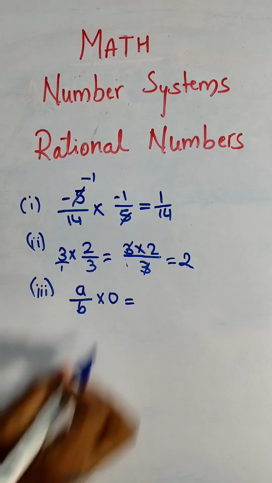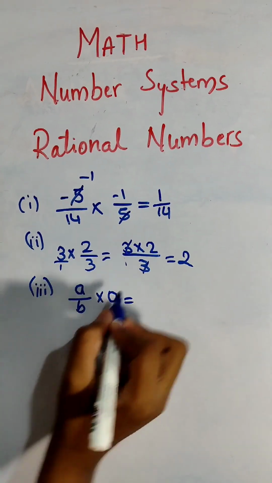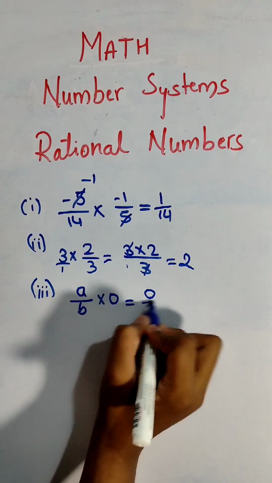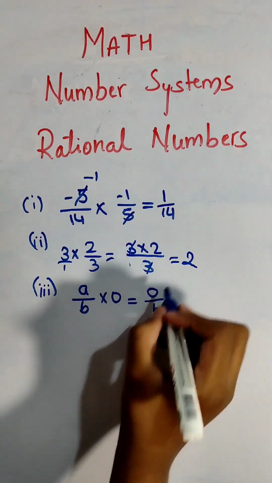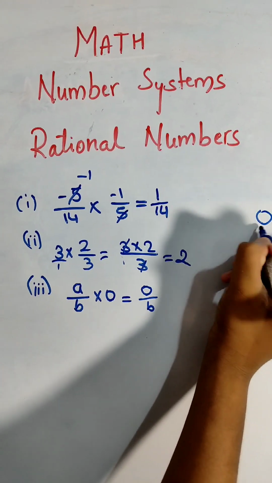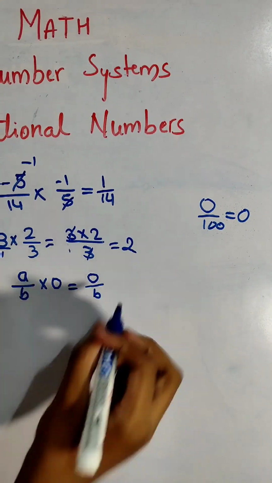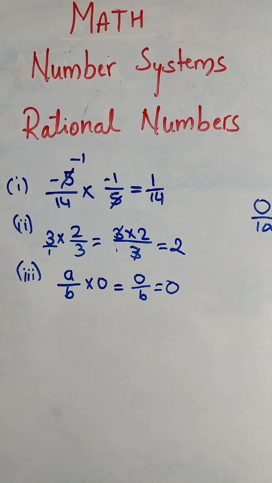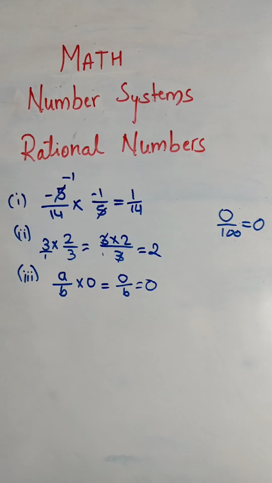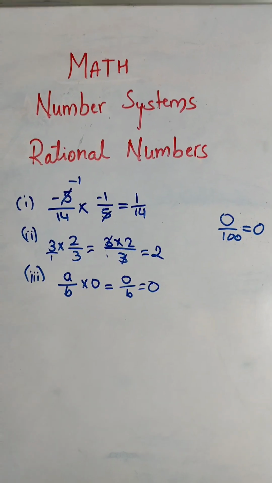But is 0 by b actually equal to 0? Because a into 0 is 0 and b stays, so 0 by b. Is it equal to 0? Yes. Let's take for example 0 by 100, it's still equal to 0. So 0 by b is also equal to 0, as any number which has a numerator of 0 will equal 0.